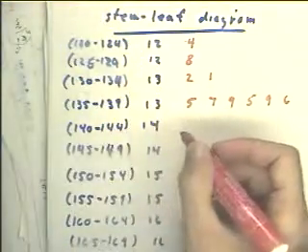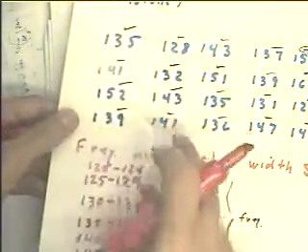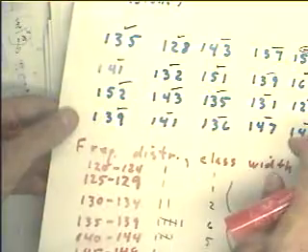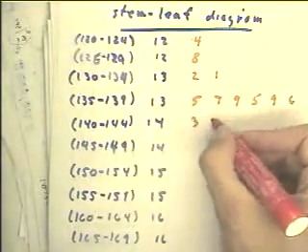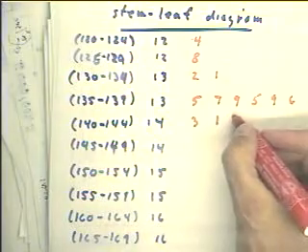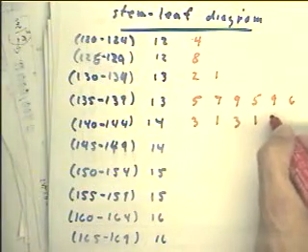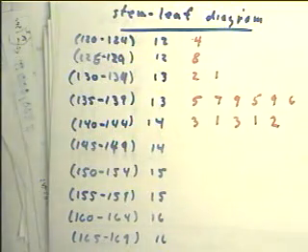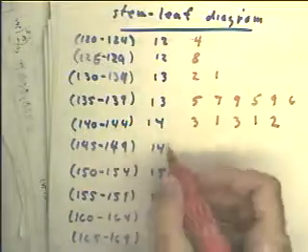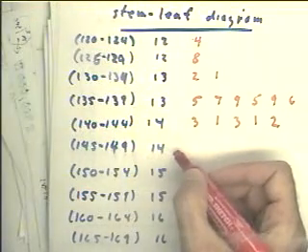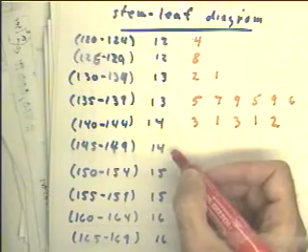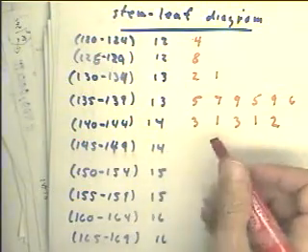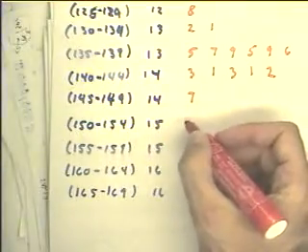Then between 140 and 144, what do we have? Well, we can see we have 143, 141, 143, 141, and 142. Between 145 and 149, we can just read off the table and we see that there's only one occurrence, and that's 147.